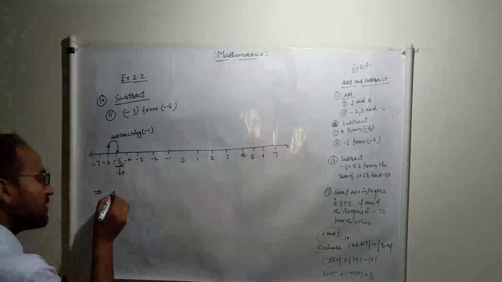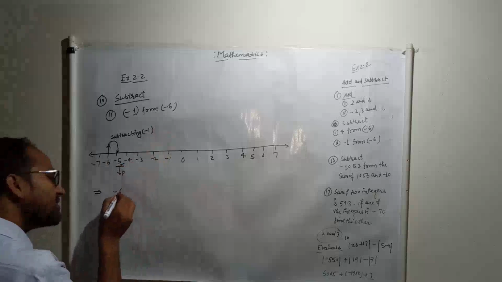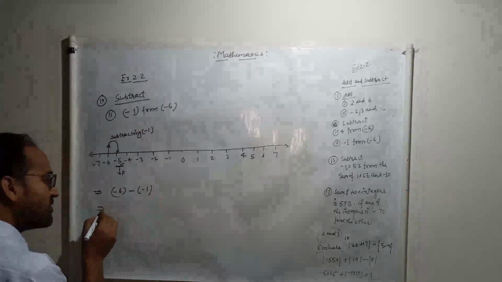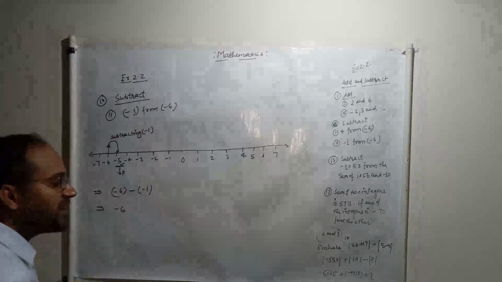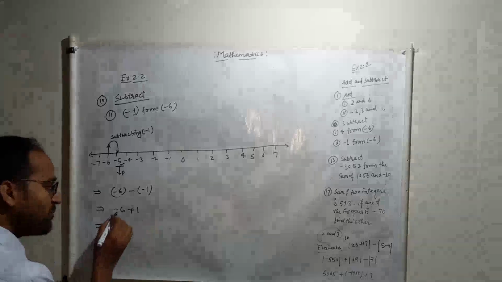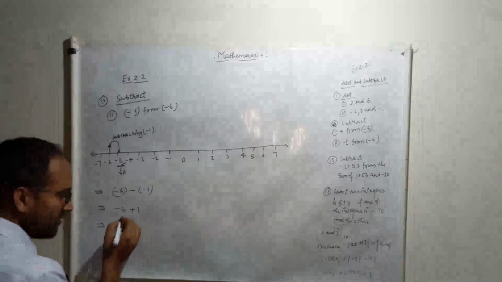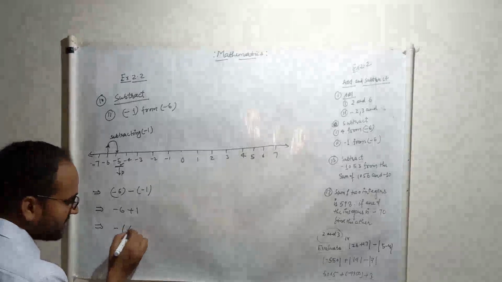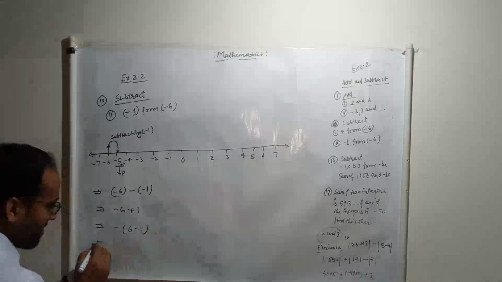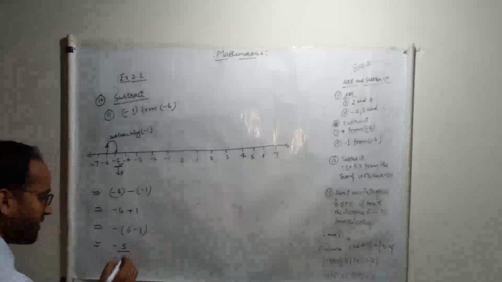Solution is this one. First I am going to write minus 6, subtracting this minus 1. And minus is multiplied into minus, you know that, so we get plus. If we are solving this one, minus 6 and plus 1, always subtract this one and put the sign outside of this subtraction. And the value is minus 5.